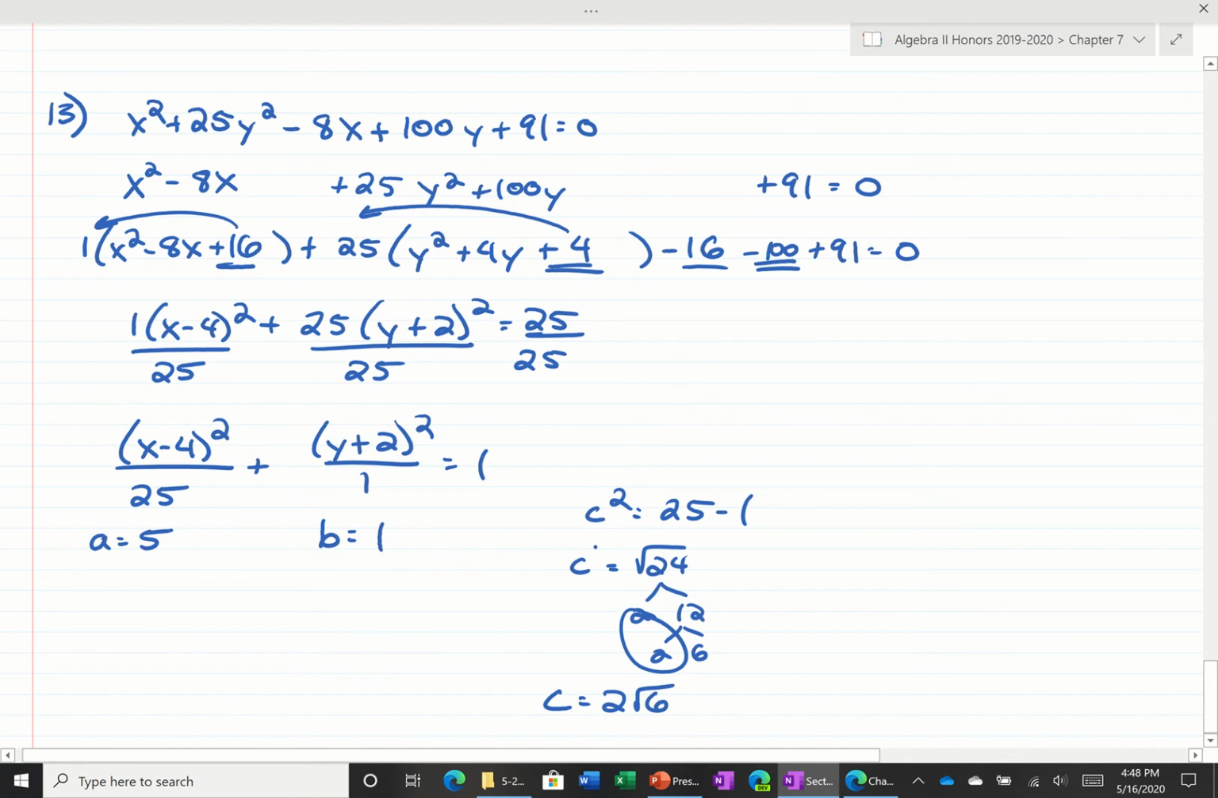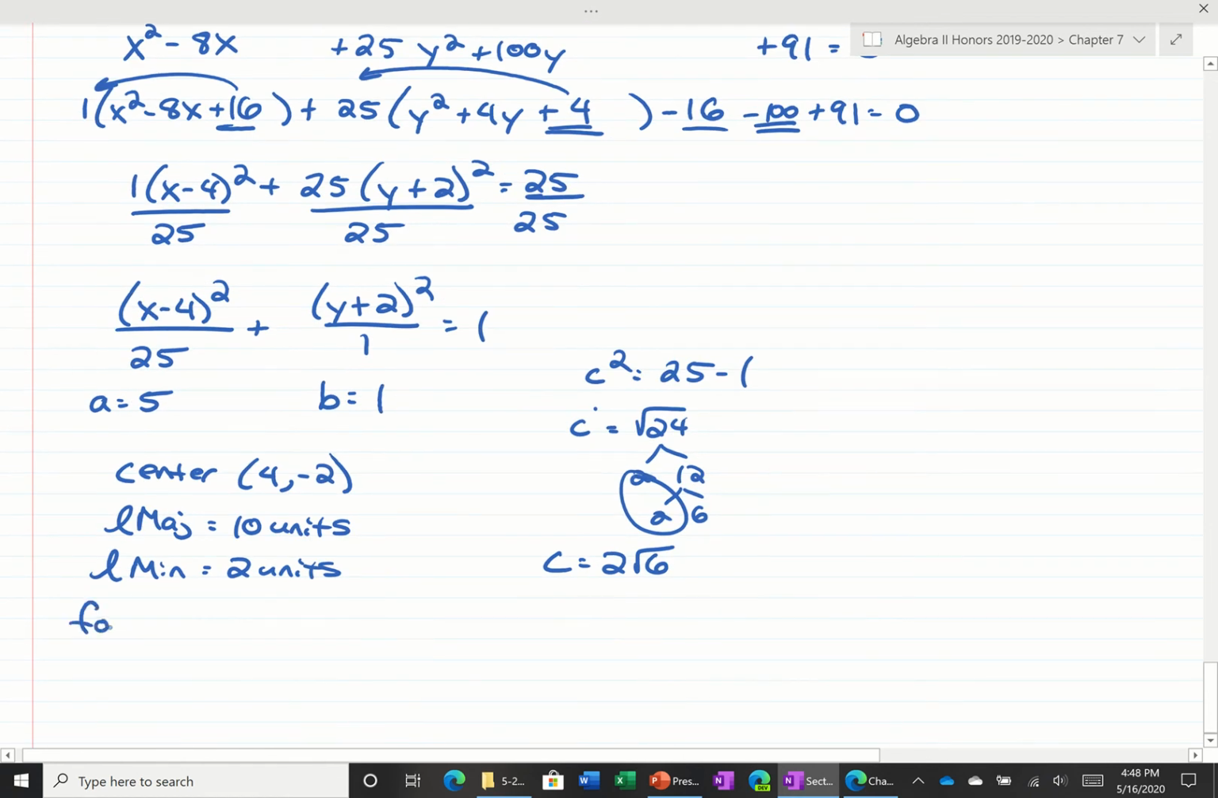All right, and then from here it's asking to find the lengths of the major, the minor, and the coordinates of the foci. So the center would be 4, negative 2. The length of the major would be 10 units, 2 times 5. The length of the minor would be 2 times 1. And as far as the coordinates of the foci, well, the bigger number's under the x, so this is going to be a horizontal ellipse. So we could say the foci are 4 plus or minus the c value, comma, negative 2. That's what we got.